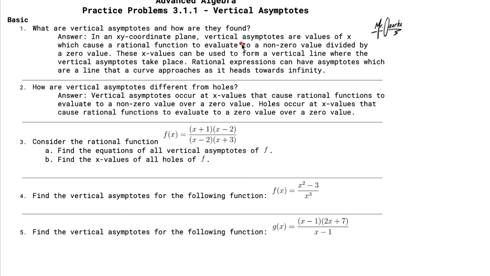All right, so this is going to be a video all about vertical asymptotes. This whole video is just basically going to be 5 problems to show you what the example problems look like, as well as cement the understanding of the concept behind what a vertical asymptote is.